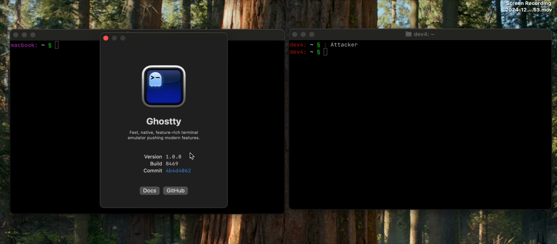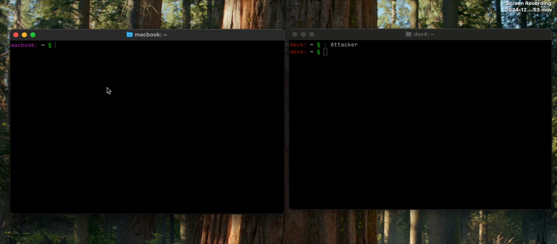Hello, I'm David and I'd like to demonstrate a simple attack against Ghostty. So here we are running Ghostty version 1.00, and on the left hand side we have what's going to be the victim, and on the right hand side we have what's going to be the attacker.